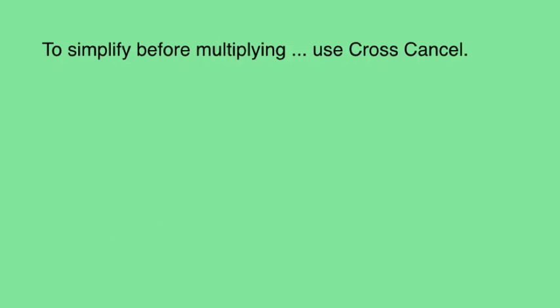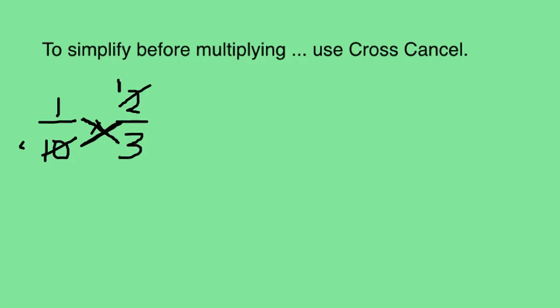Now some of you may remember the cross-cancel method. We use this with multiplication because it helps make our problems smaller, more manageable, so hopefully we will make fewer mistakes. What we're looking at here is the numbers that are across from each other to see if they have any factors in common. Well, I know 2 and 10 have a factor of 2 because 2 will go into 2 and 2 will go into 10. So I can cross that out. 2 goes into 2 once. 2 goes into 10 5 times.